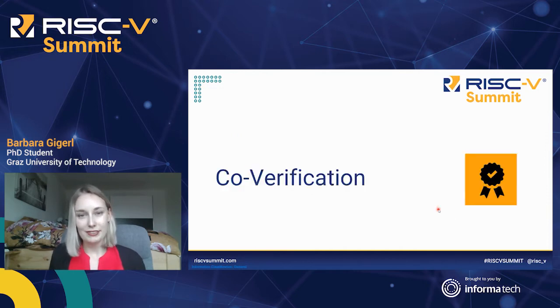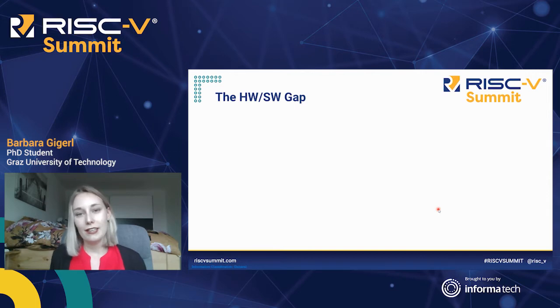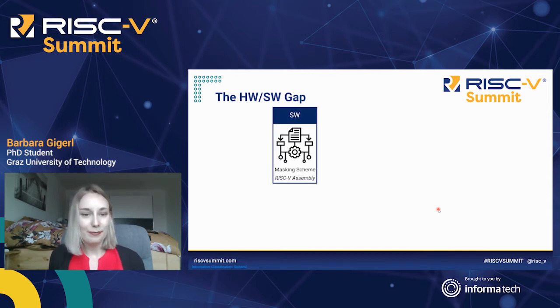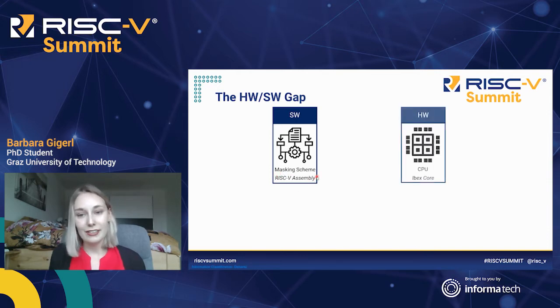Constructing such masked implementations of cryptographic algorithms is not easy. And therefore, there's a need to do verification of them, so to prove that they are correct and that no secret shares are combined during the computation. However, in the verification of masked software implementations, there exists something called the hardware-software gap. We have a piece of masked software on the one hand, for example, a RISC-V assembly implementation, and on the other hand, we have hardware. In our case, this was the RISC-V Ibex CPU.